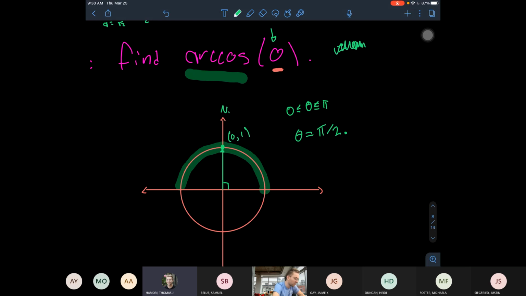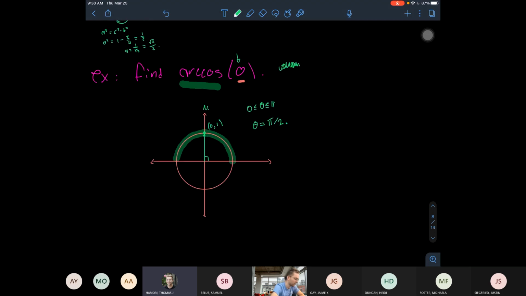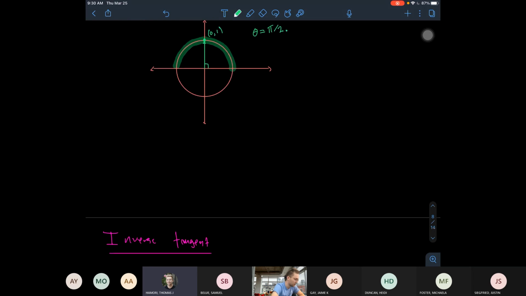In this problem, the 0 here is referring to the x-coordinate of the point and not the y-coordinate of the point. If the y-coordinate of our point is 0, then it's true. We'd be pointing directly to the right. But if the x-coordinate of our point is 0, then we're pointing directly up or down. And since we're doing arc cosine, we know the angle should be between 0 and pi. So that's how we get pi over 2. Okay. Cool. So that's how we do arc cosine.